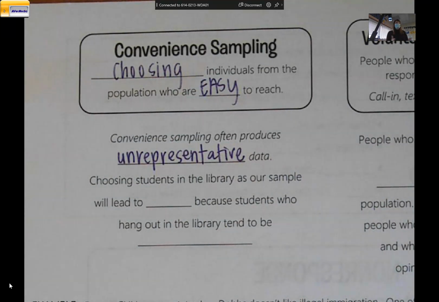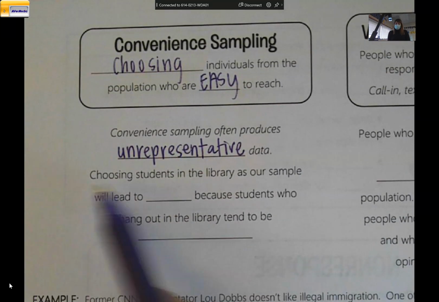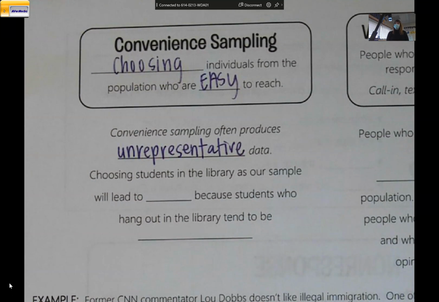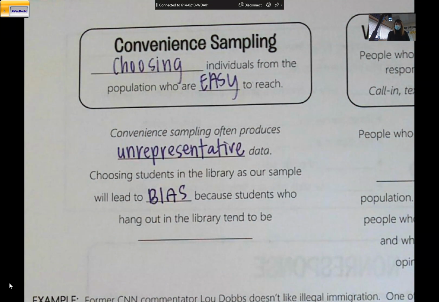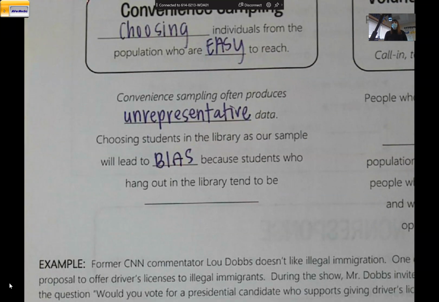You guys would be unrepresentative because, like I said, we're missing 3 other grade levels. So the bottom part gives you an example. Choosing students in the library as our sample will lead to bias. Because students who hang out in the library tend to be, okay, who's hanging out in the library?